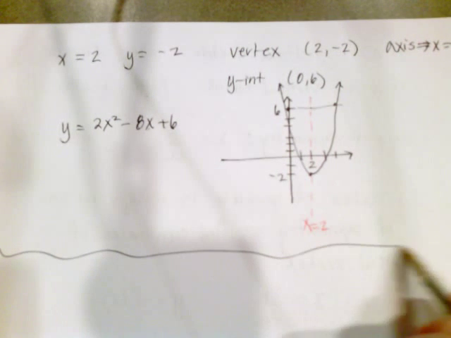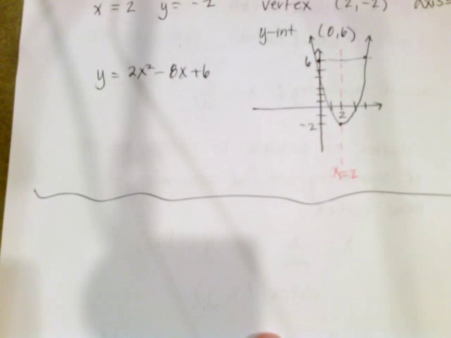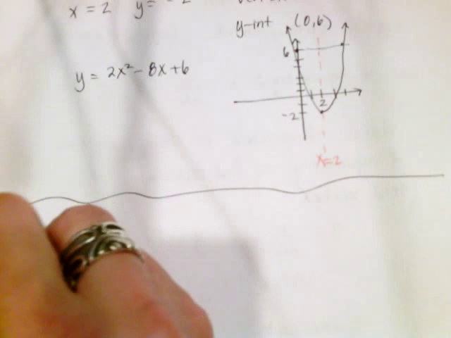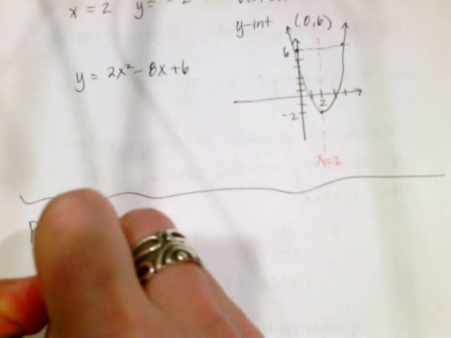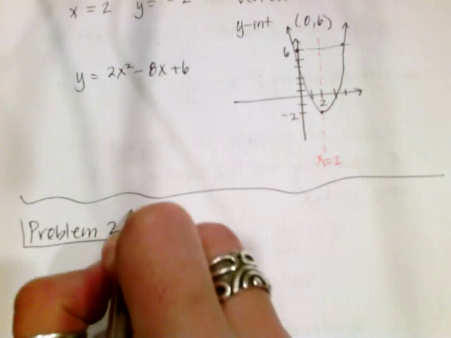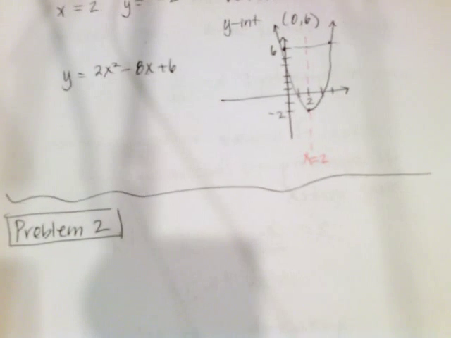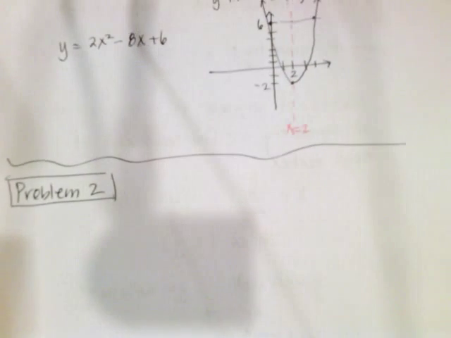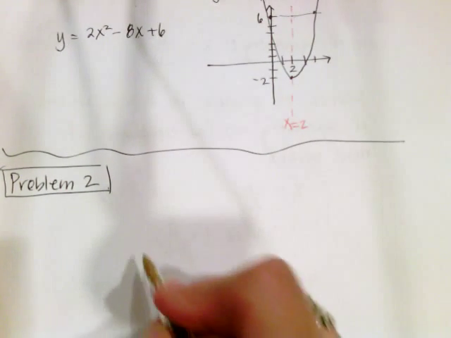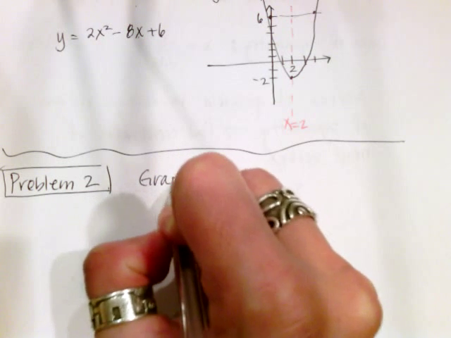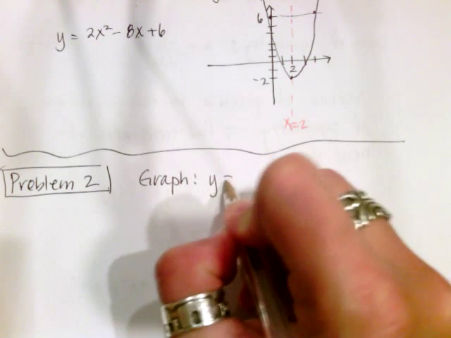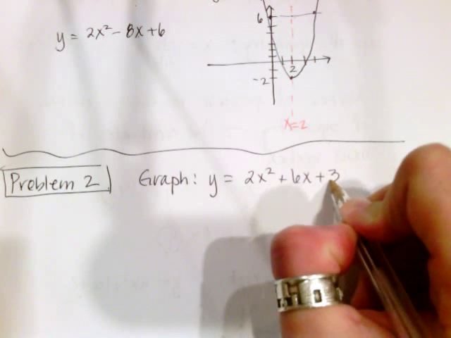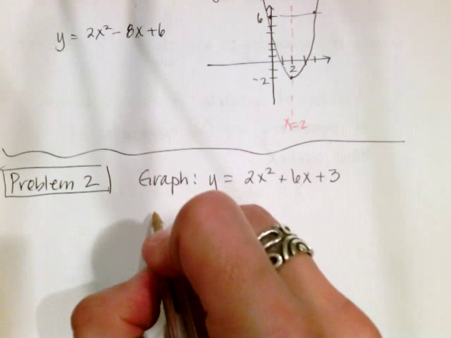So now we're coming to the time when you would pause the video again, and you're going to do your second problem. So this is problem number 2. Again, you're going to do this on that sheet that you will turn in to me in the morning. Okay, pull this up just a little bit. All right, so I want you to graph y is equal to 2x squared plus 6x plus 3.